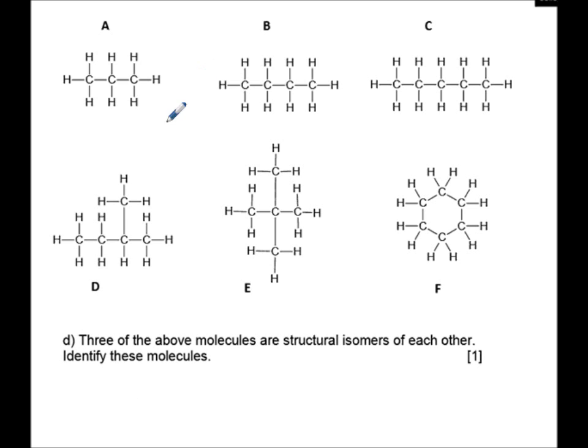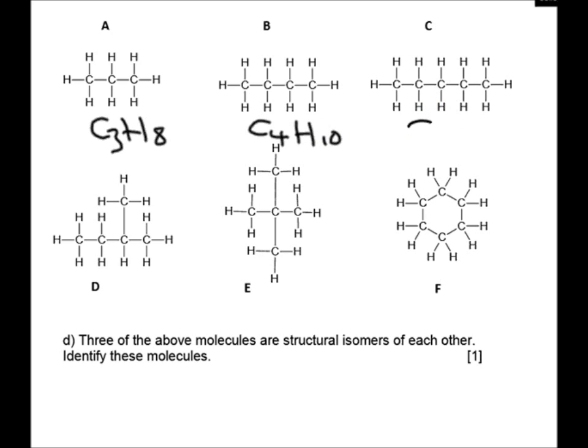You then have to identify which 3 of these molecules are structural isomers of each other. Structural isomers are compounds which have the same molecular formula but a different structural formula, so the atoms are arranged differently in space. So you've got to find which 3 of these 6 molecules have the same molecular formula, but the atoms are arranged differently. Molecule A has the molecular formula C3H8. Remember, it's CnH2n+2. B is C4H10.